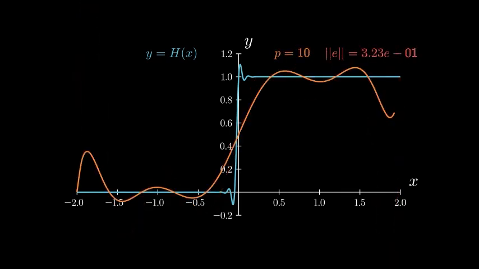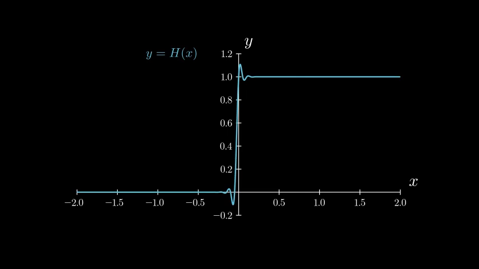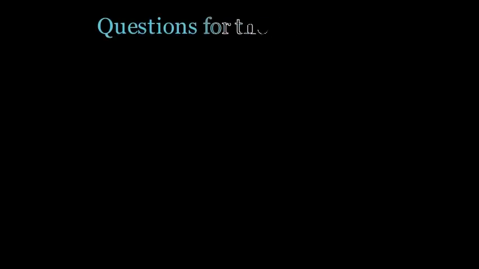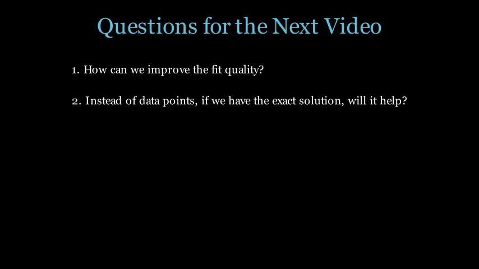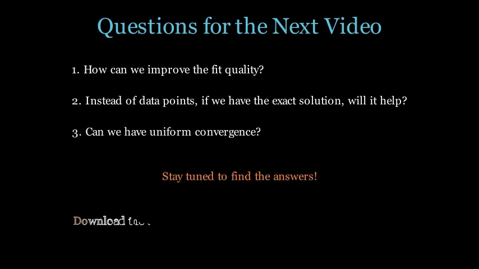So the Weierstrass theorem said that for continuous functions, polynomials are good. But can we do something good even for discontinuous functions or functions with sharp gradients? So these are the questions for the next video. How can we improve the quality of the fit? Instead of points, if we use the exact solution, will it help? Or can we have uniform convergence?